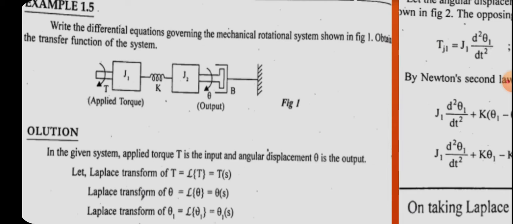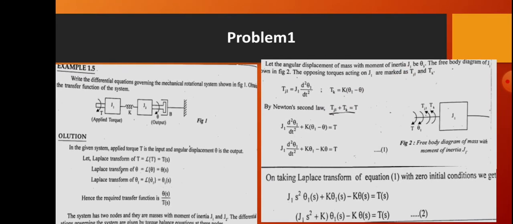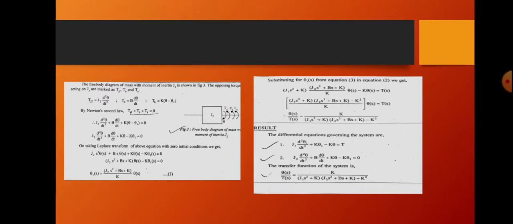These all are the forces. How many forces are acting? Tk, Tb, Tj2. Three opposing forces are acting there. There is no applied force. There is a displacement theta. So we can draw the free body diagram of J2, the mass element with moment of inertia J2. So that is seen in the next figure.